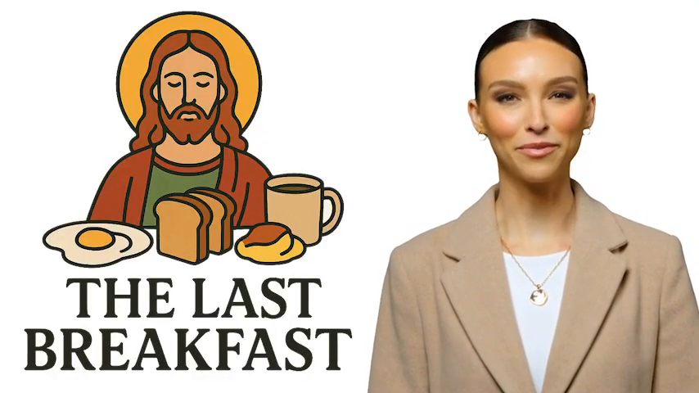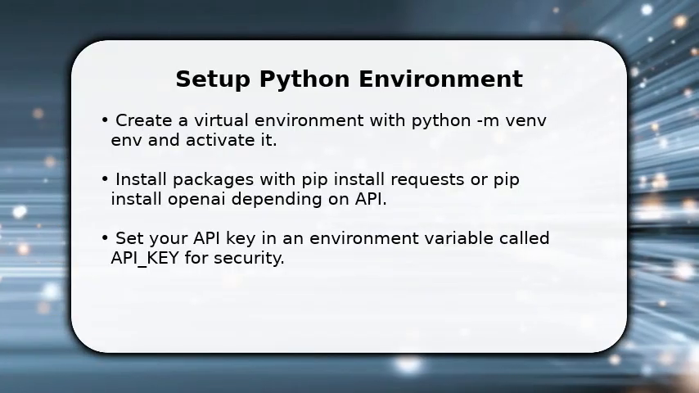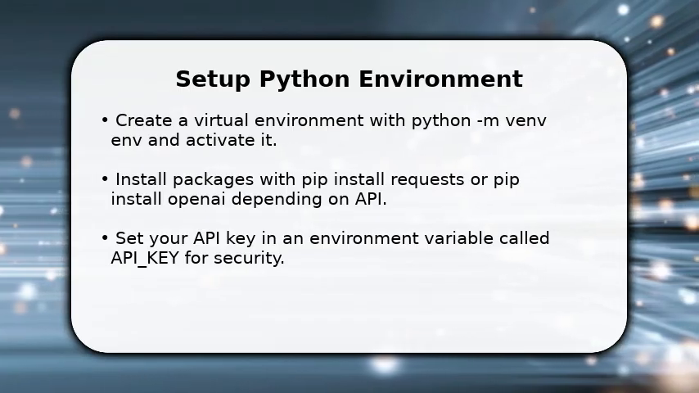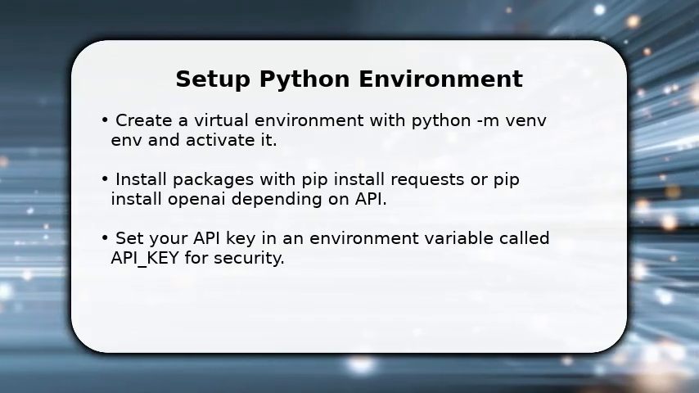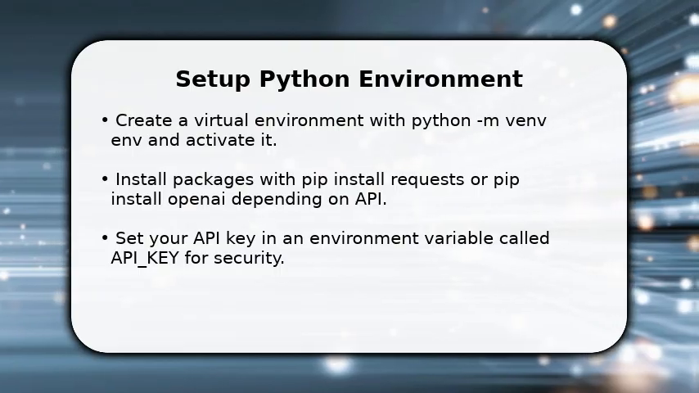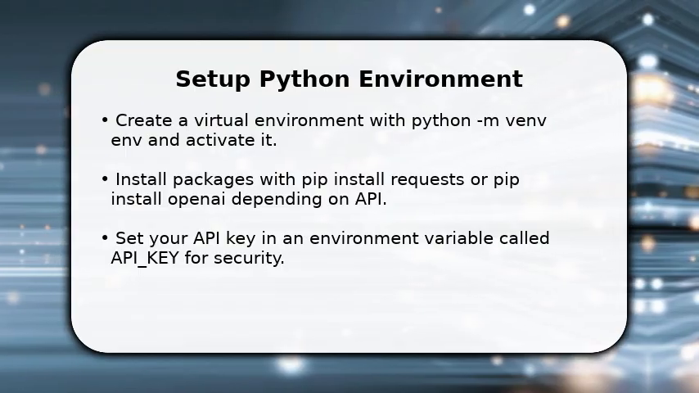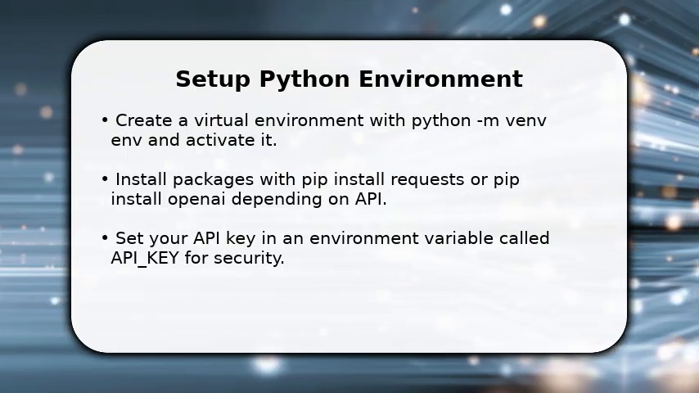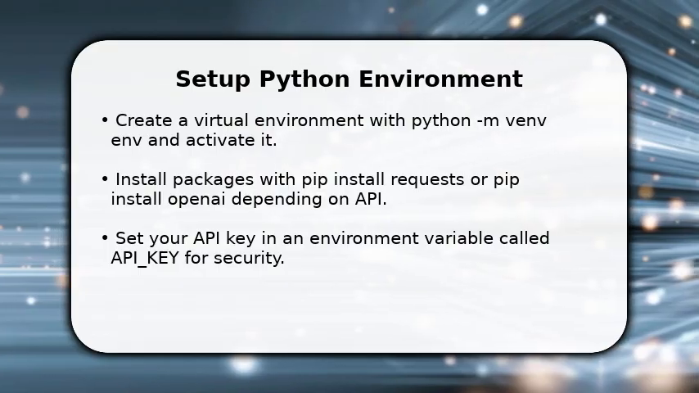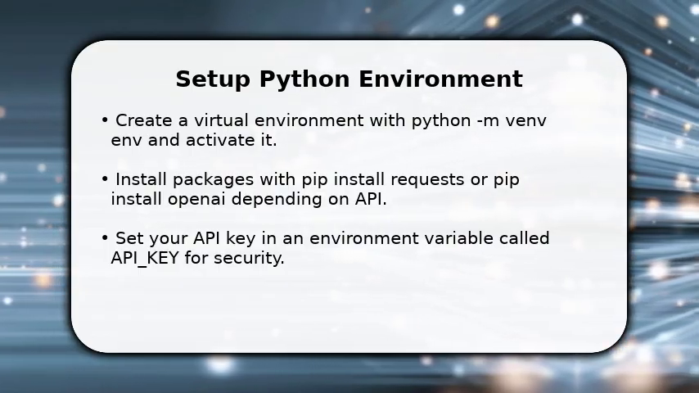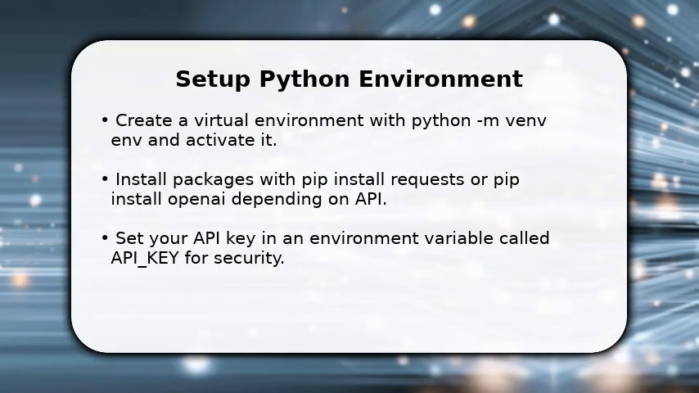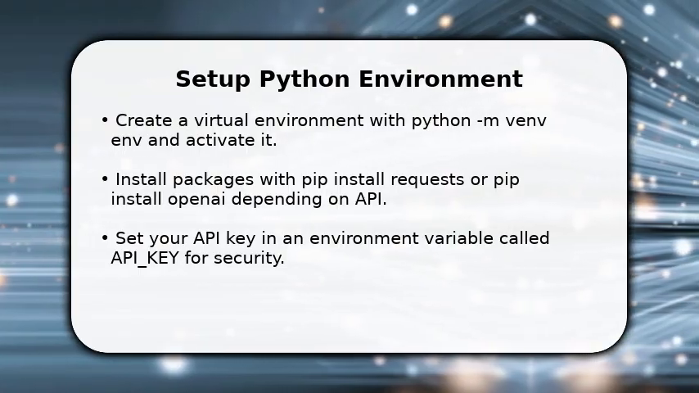Please enjoy the video. Create a virtual environment with python -m venv and activate it. Keep dependencies isolated to avoid system conflicts. Install necessary packages with pip install requests or pip install openai, depending on the API. Use a requirements.txt file to record exact package versions for reproducibility.